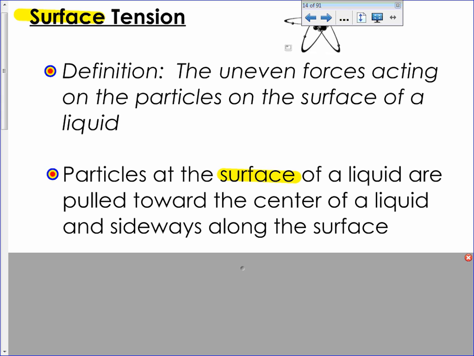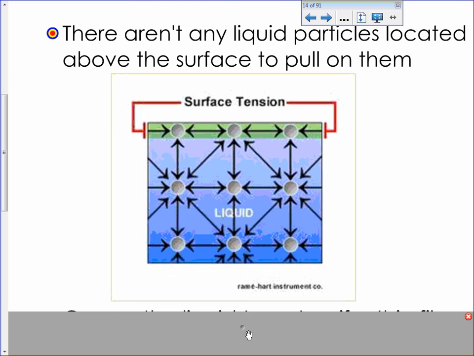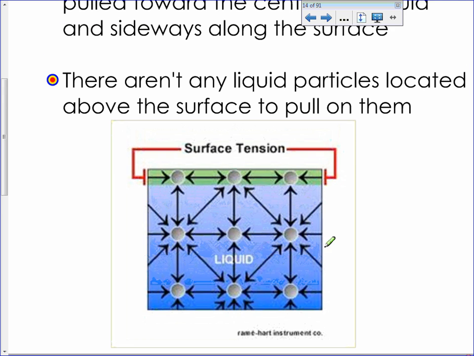And unlike the particle I was talking about earlier that was down in the liquid being pulled up, being pulled to the side, being pulled to the other side, being pulled down, the particles at the surface have nothing to pull them upward. But they are pulled to the side and they are pulled down. And what this does by not being pulled upward like the other particles is form a film on the surface of the liquid.